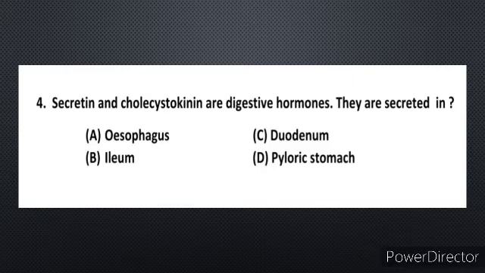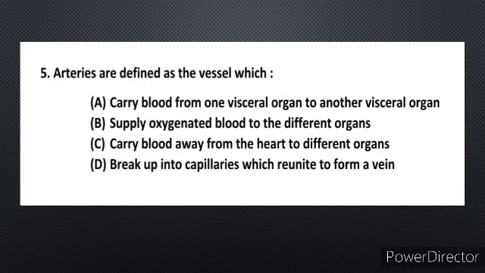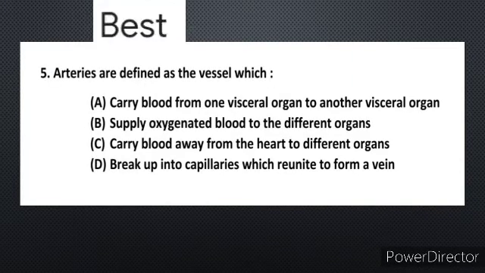Secretin is a hormone that decreases gastric motility and increases the alkaline volume of the bile as well as pancreatic juices. Next, cholecystokinin is a hormone that causes contraction of the gallbladder and releases bile juice. It also increases the enzymatic content of the pancreatic juice. So these are the functions of secretin and cholecystokinin, the digestive hormones secreted in the duodenum.